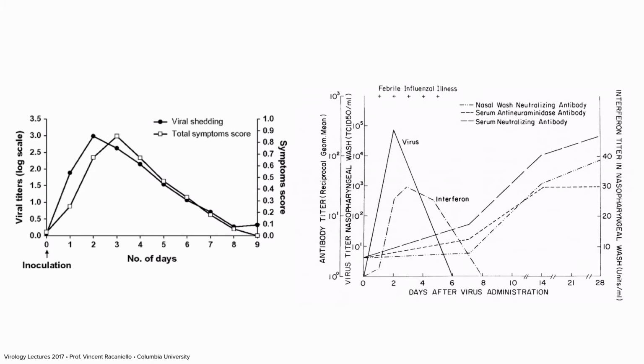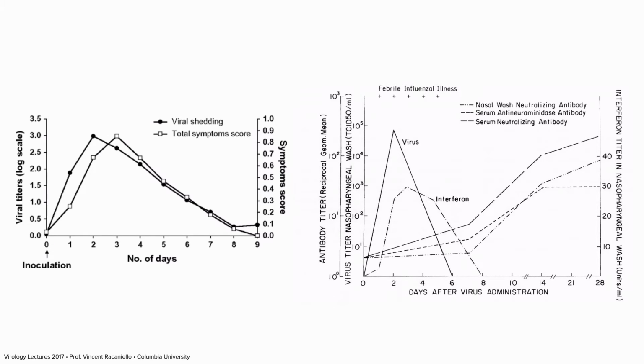On the graph on the right, similar kind of challenge experiment. We inoculate people. In this case, we're again looking at virus, peaking in this one at 2 days, very rapid peak of virus, and you've got symptoms throughout these subsequent days, but the virus is declining. Interferon peaks very quickly and then declines rapidly.